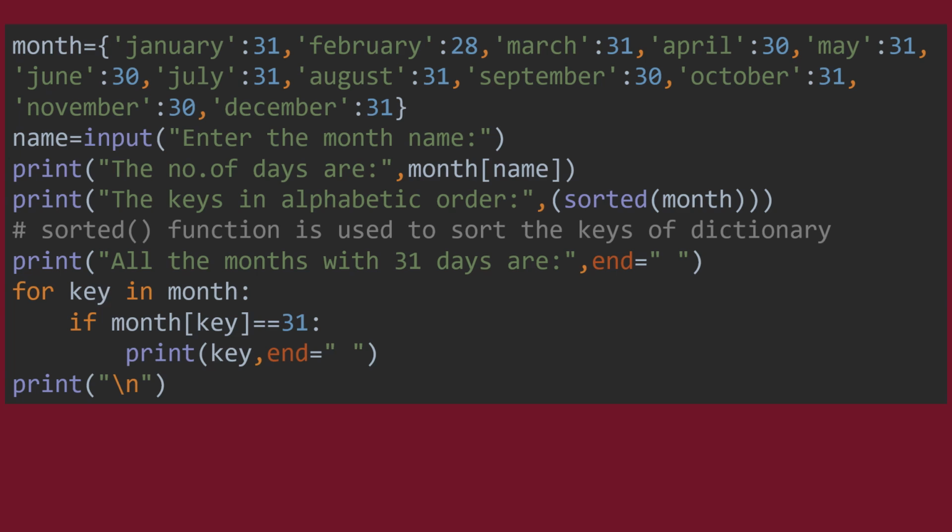Okay. Now, next you have to print all the months with 31 days. Okay. So you can just take a for loop, for key in month. If month within square brackets, you pass the key, equal to 31. That means for those particular keys whose value is 31, it has to print those keys. That means the month names. Okay, and if you want the month names to be printed in the same line, then you can use the end statement over there. Okay, then at the end of the loop, you can just print the next line so that the further code will appear on the next line. Now, you can just proceed to the next part of this program.